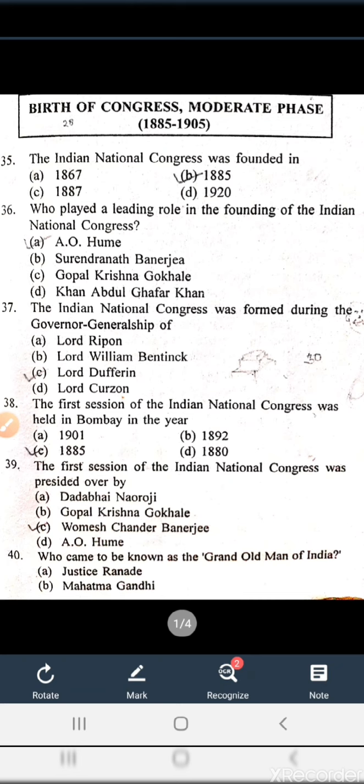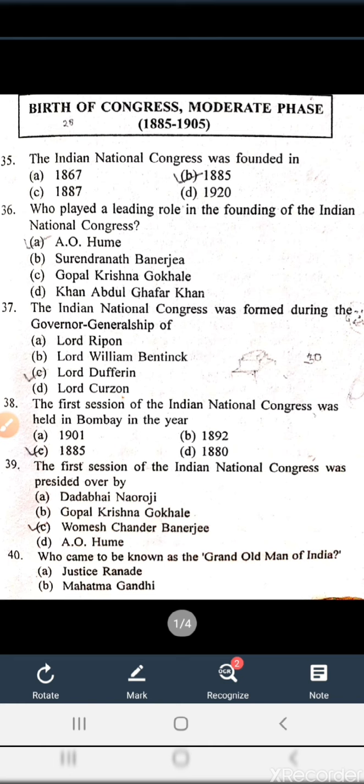So, in this series, we would be covering a few very important questions from the moderate phase of the Indian National Congress. As we all know, the Indian National Congress was divided into two phases, the moderate phase and the extremist phase. Over here we would be discussing a few of the questions based on when the Indian National Congress was founded, and along with it, a few questions related to the moderate phase of INC.